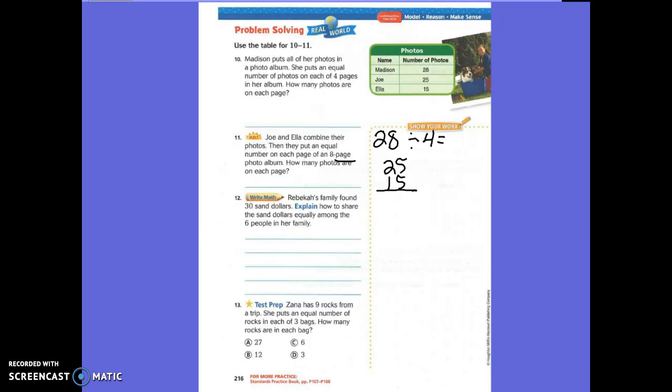Okay, now number 12. Rebecca's family found 30 sand dollars. Explain how to share the sand dollars equally among 6 people in her family. What would you guys do? She found 30 sand dollars, and she wants to divide them by 6 people. What would you do? Jacob? I would make 6 groups and then put 1 counter in each group until you get to 30. Okay, so that's the same thing as giving 1 sand dollar to each person until all of them run out. So that's what I would do.